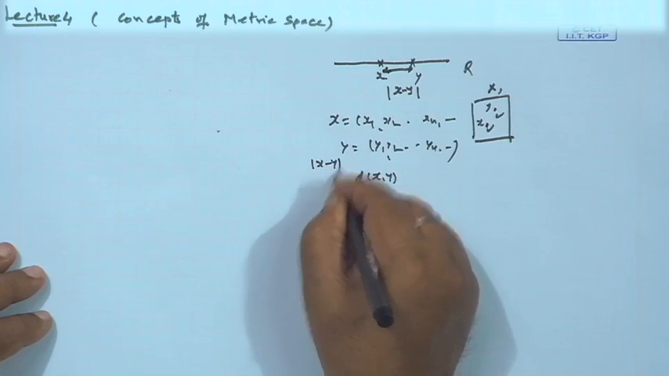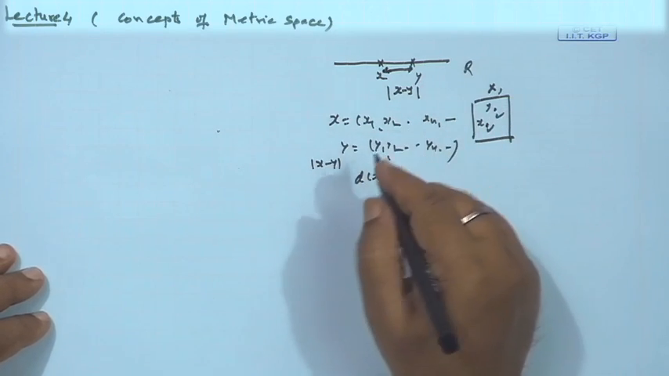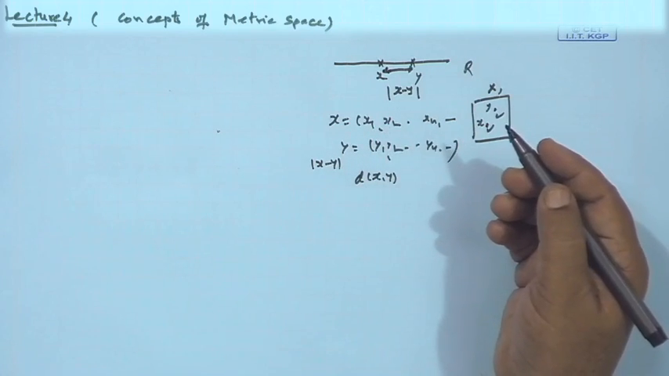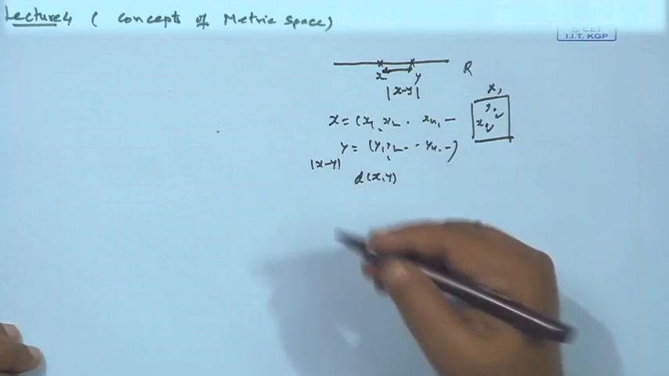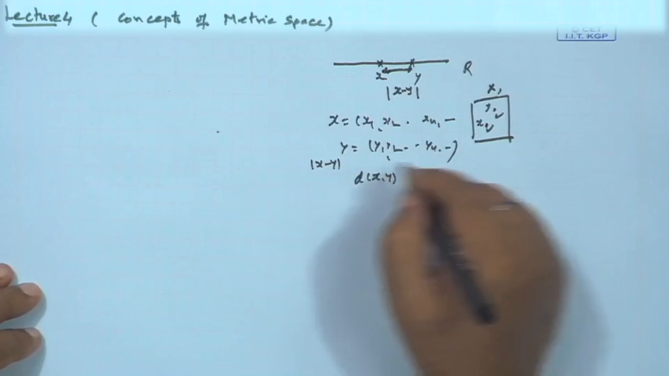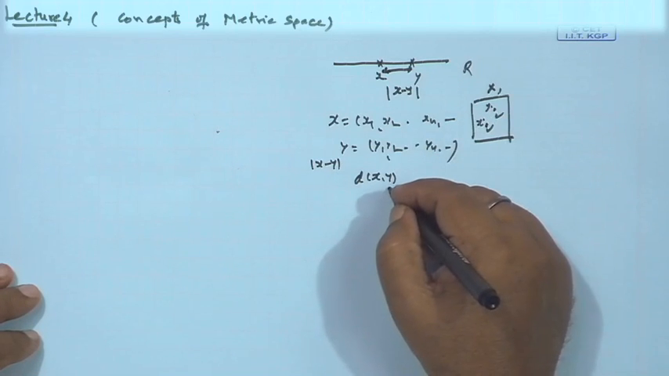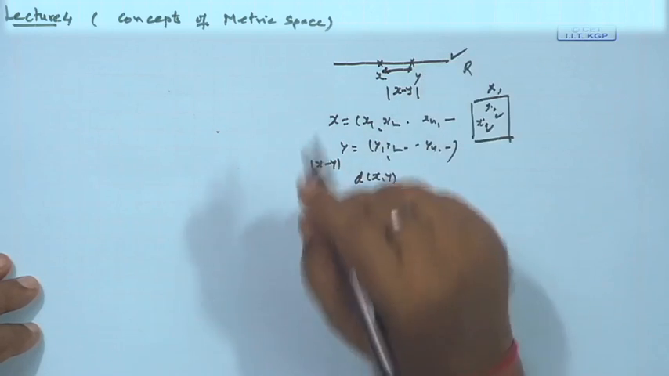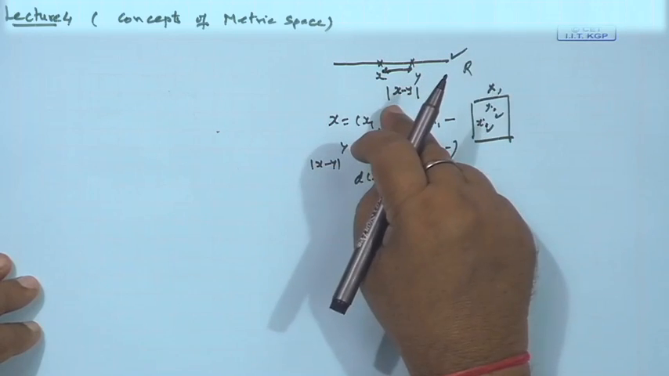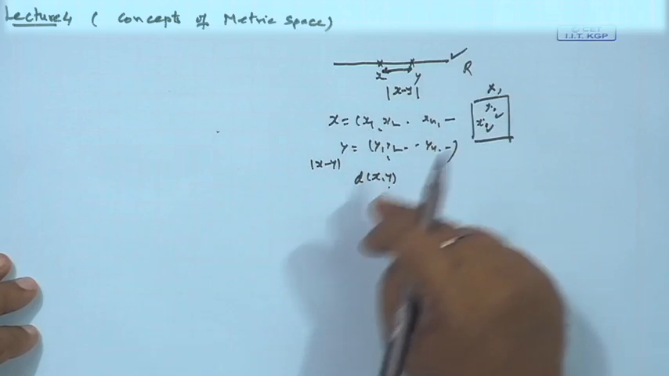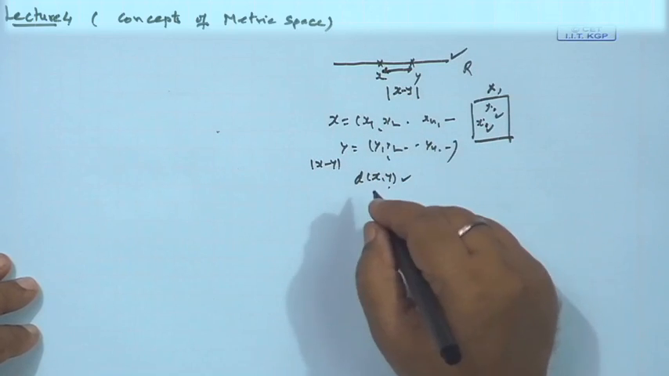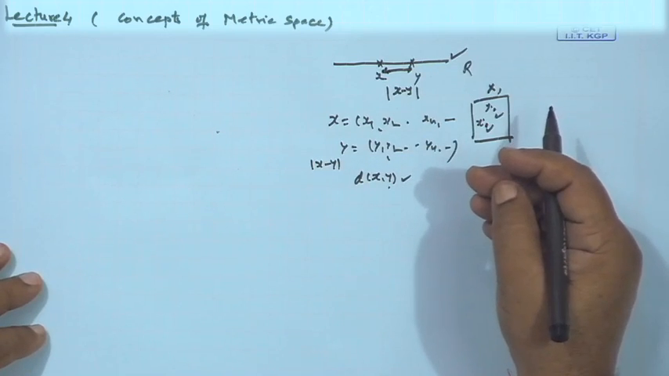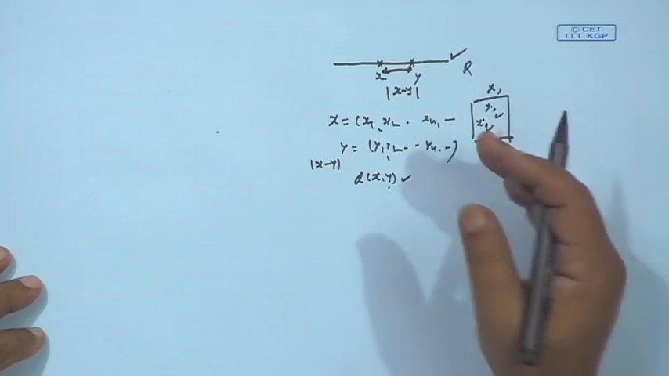If I just take x minus y, then there are several points. Will it be mod x1 minus y1, mod x2 minus y2, etcetera, or something else? So, in what way will you introduce the notion of the distance between the points of an arbitrary set? But we should keep in mind that the conditions satisfied by the notion of distance on R must be satisfied by our newly introduced function d.